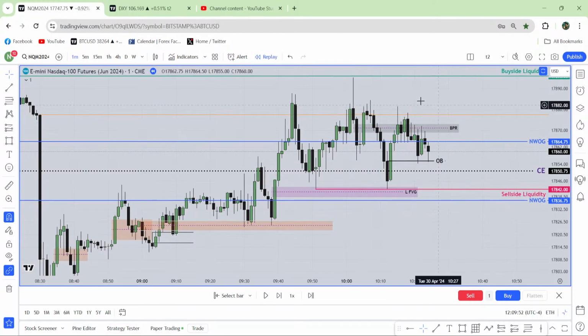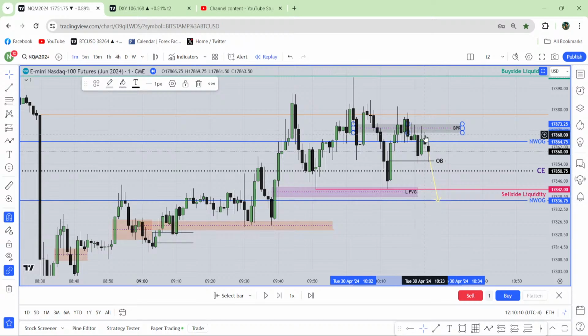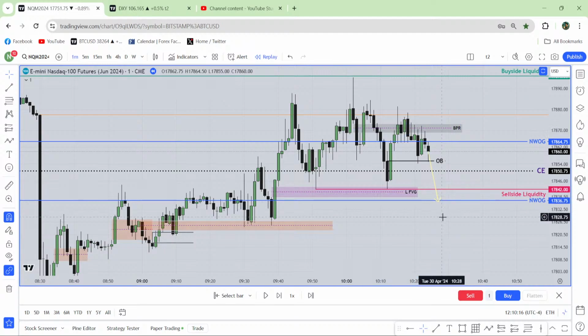Now, if another guy comes and tells me, brother, look, what happened over here? It tapped to this constant encroachment, the low of that BPR. Now market is going to take that sell side liquidity, because you told that if it wants to be balanced, then it has to be rejected from the low or the constant encroachment. So it is going to take that sell side liquidity. Can I tell you wrong? Absolutely not. I can't tell the other guy wrong either. Both of you are right.